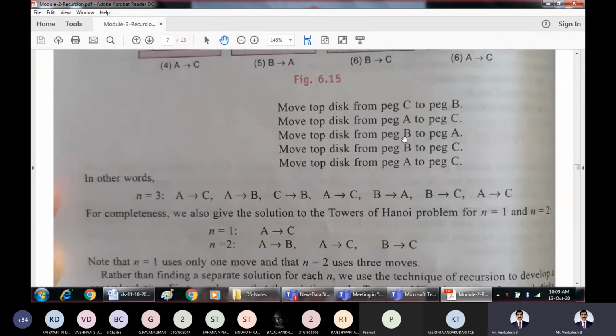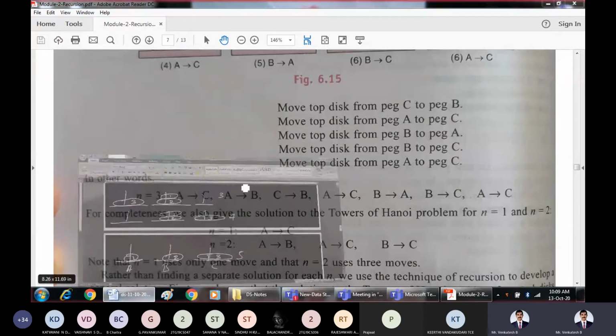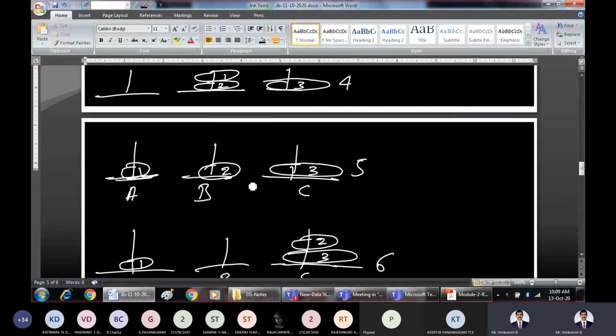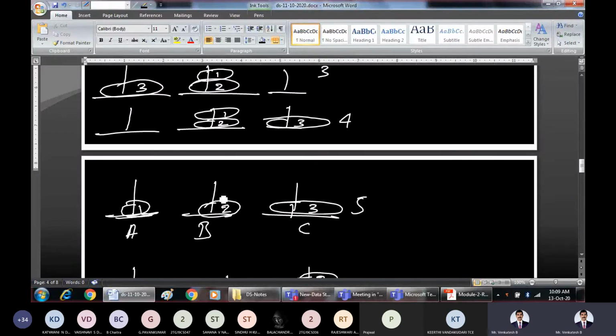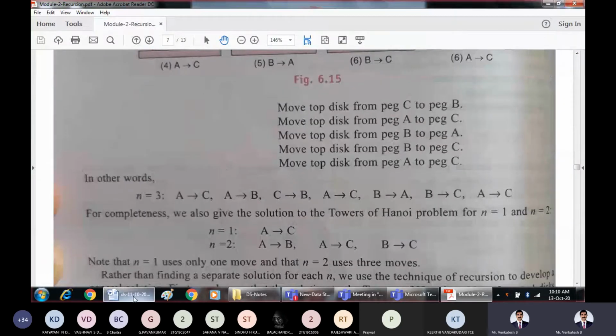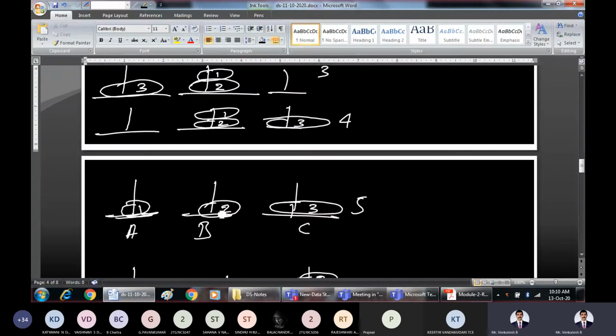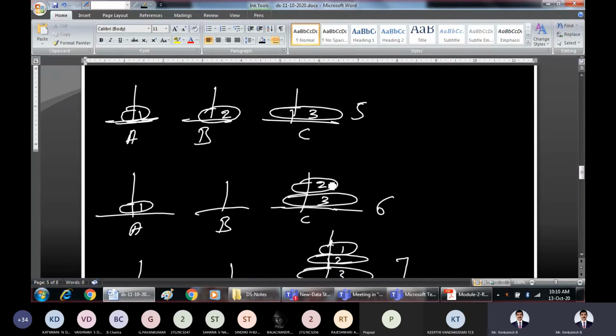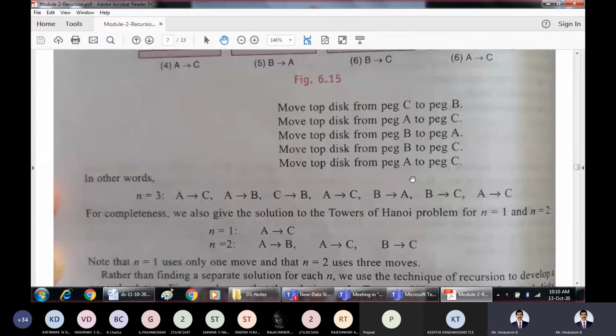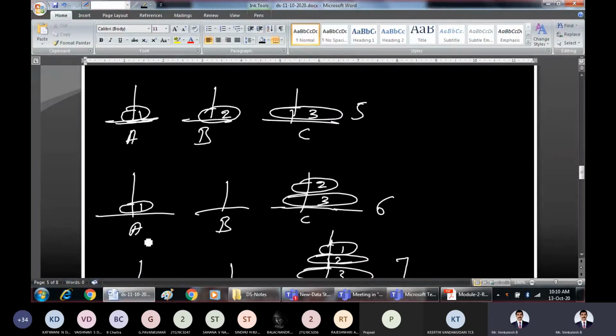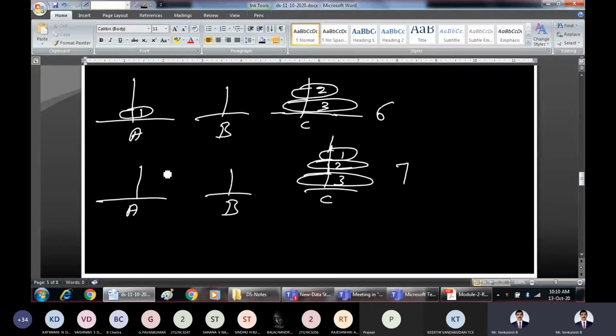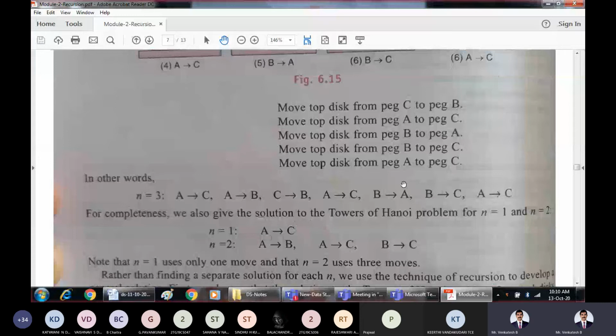The fifth step is to move the disk from B to A. The fifth one is to move it from B. What was present here? 1. So this I will take to A. B to A. Next, from B to C, the sixth one. B to C. Later, what does it say? From A to C. Later move from A to C. So totally how many moves have we taken? We have taken 7 moves.